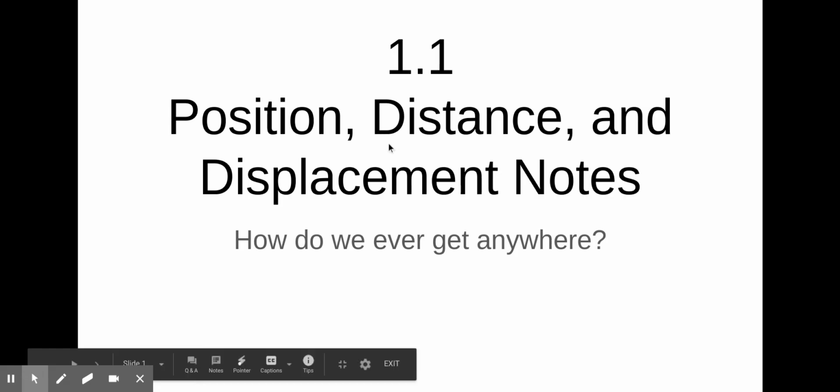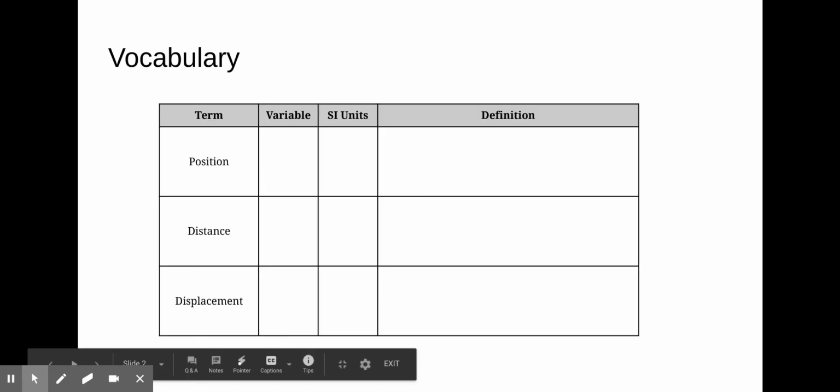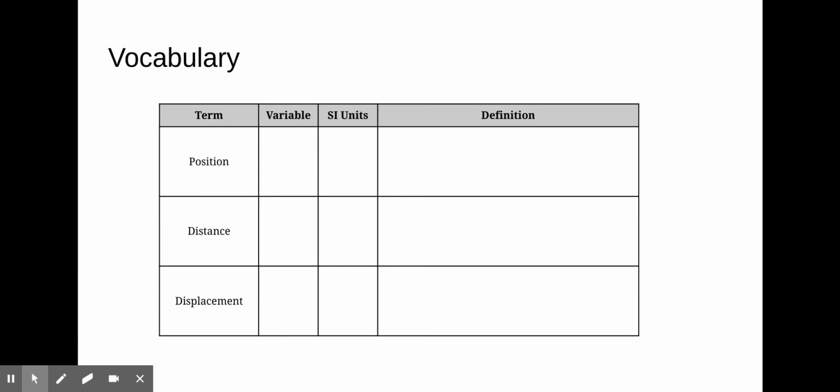Today we'll be learning about position, distance, and displacement. So first up, we need to look at each of these terms. Position: the variable in physics for position is x. This gets a little confusing because you're probably used to using x for every unknown in math class. In physics, x is reserved for position. So make sure you are using that just for position.